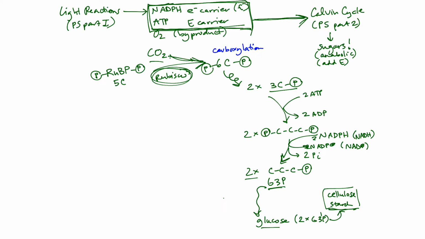Now, something I want to point out here is if one G3P is leaving to help form glucose, that's 3 carbons that are leaving the pathway. But up here at the beginning, we only added in 1 carbon dioxide. Now, to make this a cycle, that means we actually need to think about doing this pathway in multiples. We need to balance the equation.